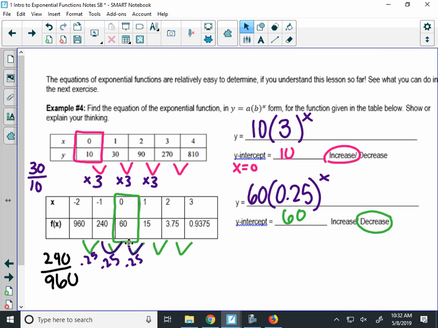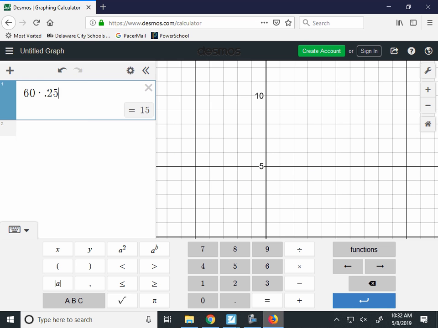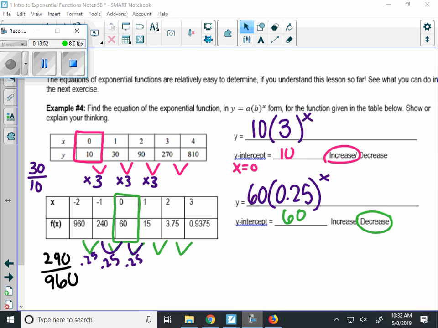All right, I want you to try the practice associated here, and then we're going to go right into modeling for real-life applications with exponential functions.